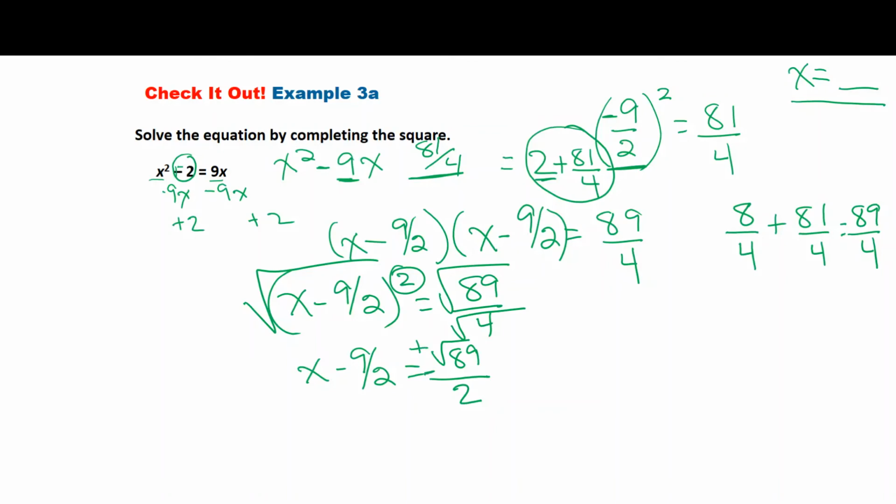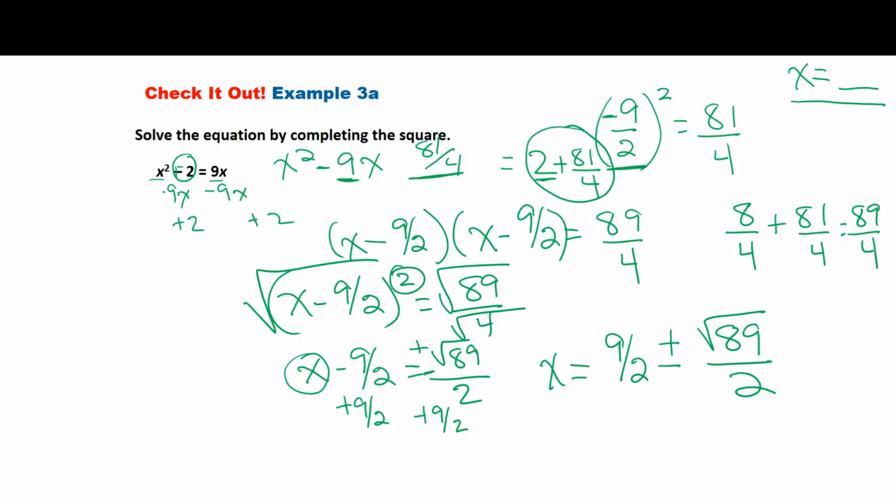Okay, so I still don't have my x all the way by itself. I have a minus 9/2, so I'm going to undo that by adding 9/2 to both sides. So in the end, I have x = 9/2 ± √89/2. Okay, and I could also write it like this: x = (9 ± √89)/2, and this answer is your final answer right here.